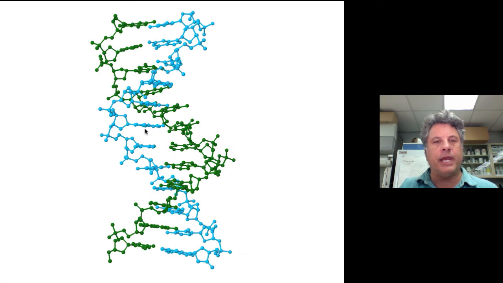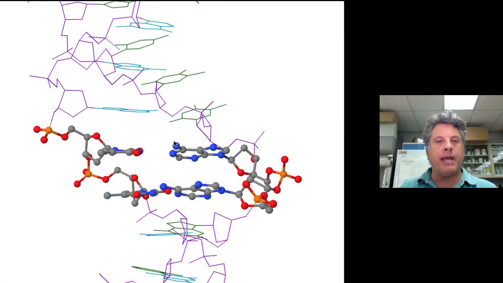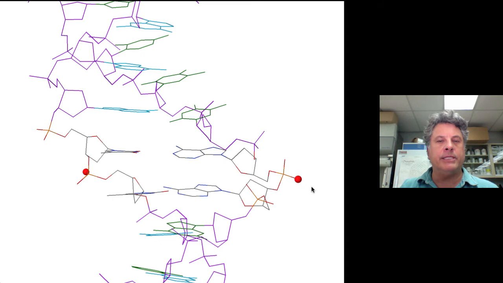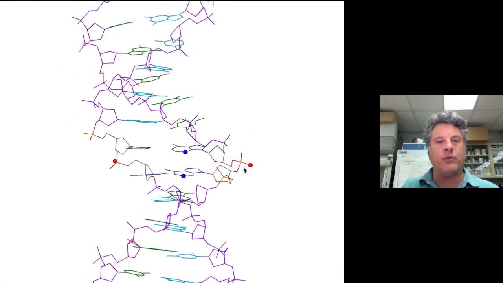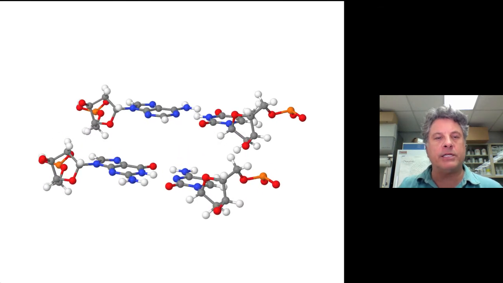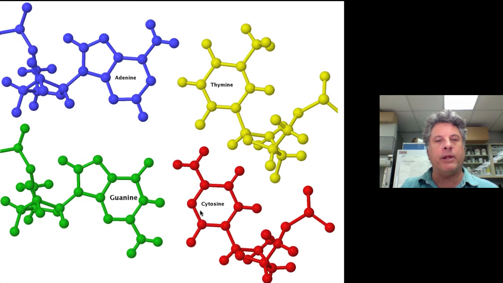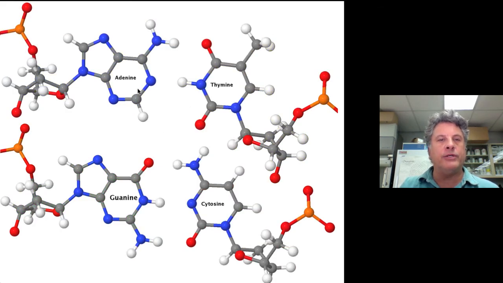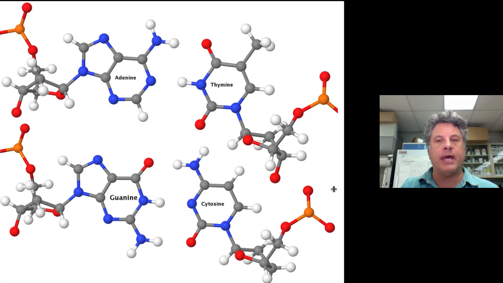And the diameter of B DNA, which is the common form of DNA in cells, the diameter is 20 angstroms, an angstrom being 1 × 10⁻¹⁰ meters. And the distance between base pairs is 3.4 angstroms. So we have a diameter of 20 angstroms and a distance between base pairs of 3.4 angstroms. And the pairing of the nitrogenous bases in the interior part of the helix are always adenine paired with thymine and guanine paired with cytosine. And there are hydrogen bonds that connect the AT base pairs and the GC base pairs. And we can see that illustrated here.